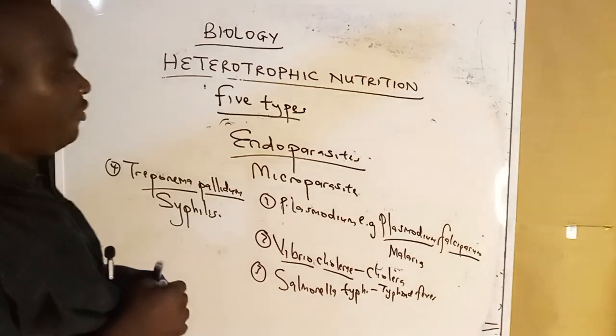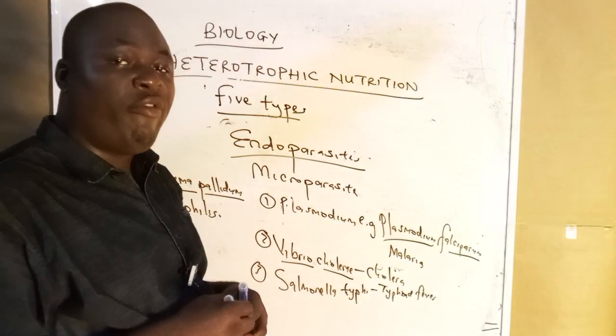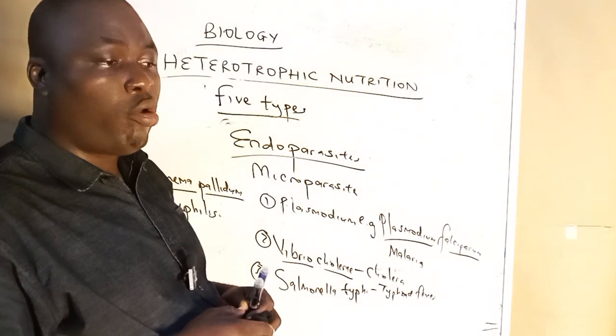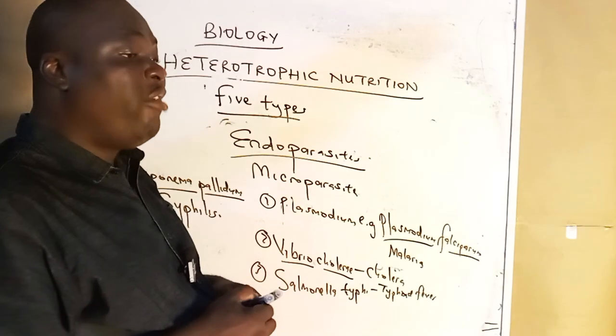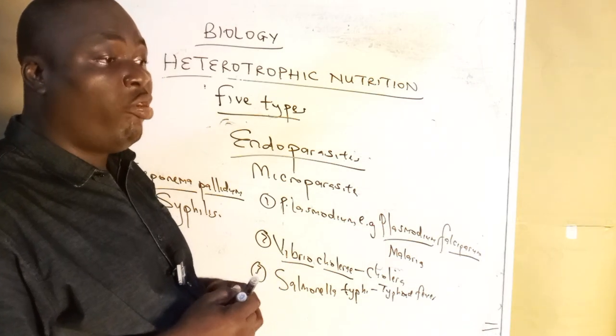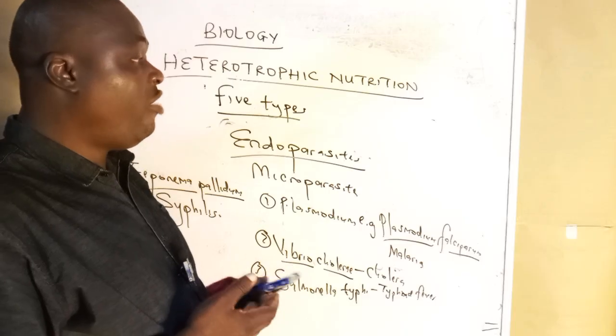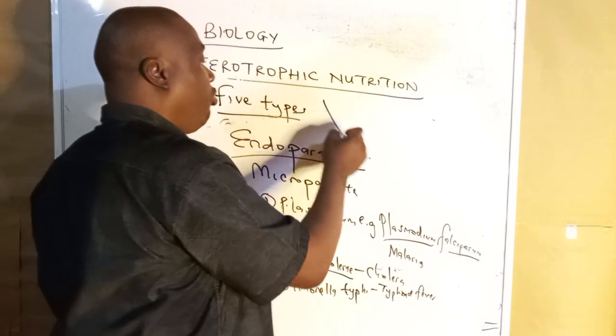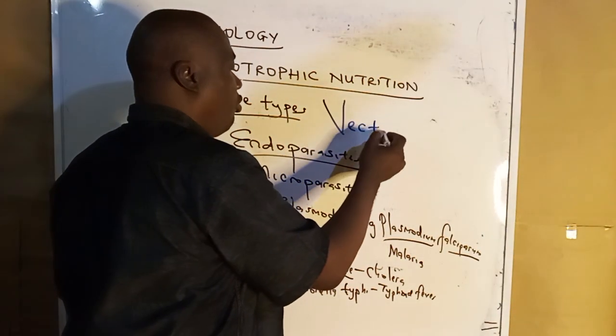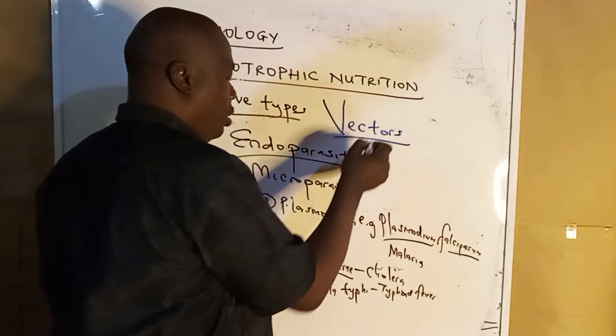These are microparasites. The main aim of parasites is to cause diseases. And normally these parasites can't be transmitted on their own. They are carried by some agents. Most of those agents are insects, and those insects are called vectors. Call them vectors, disease-carrying agents.